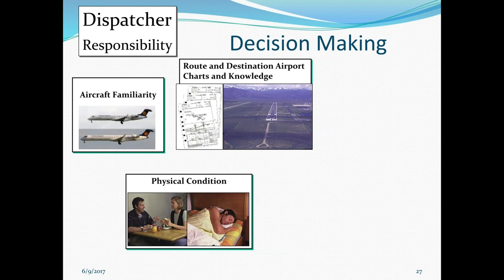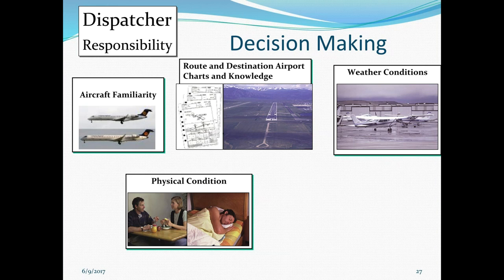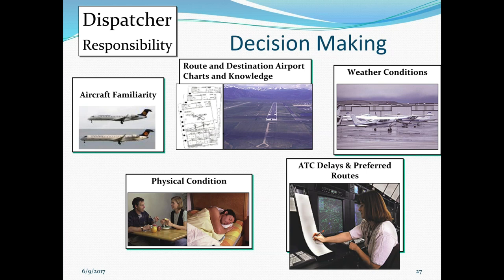Knowing airport configuration: San Francisco likes to land on the 28s and take off on the 1s, things like that. It's all stuff you learn as you go along. Then weather conditions: understanding the implications of what the different weather systems might do to the aircraft, to the flight, or even the route of flight. And then air traffic control delays and preferred routes. We need to make sure we're up to date on all that information and making good choices there, because that could cause serious problems for our flight.